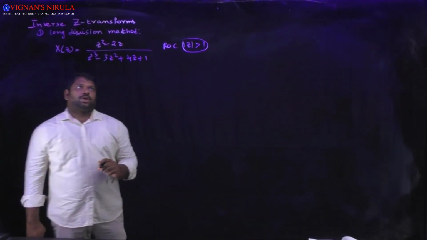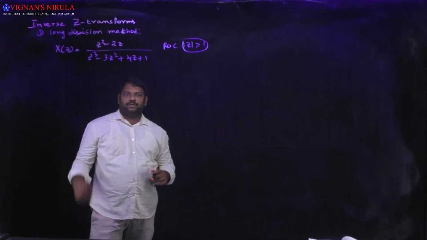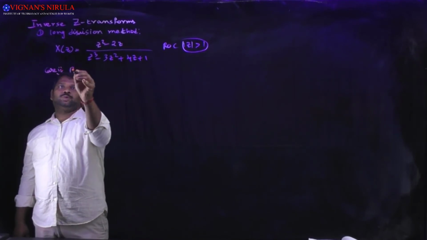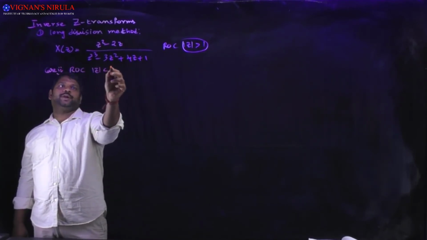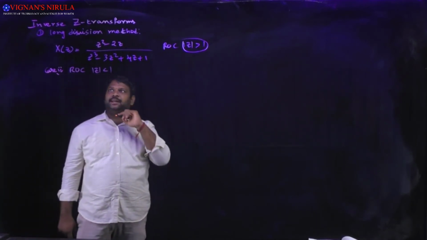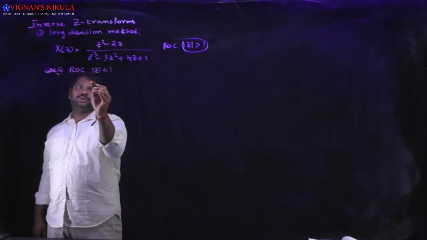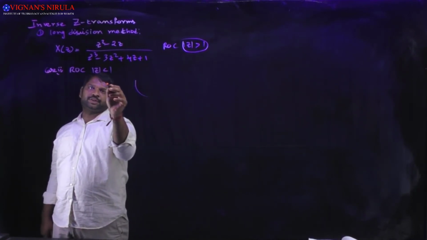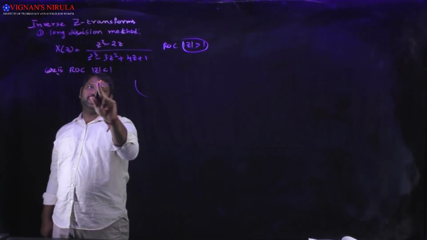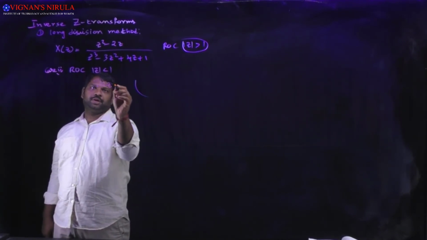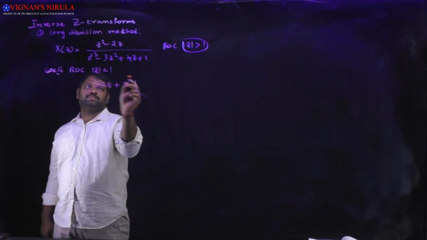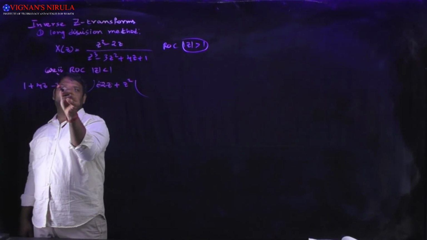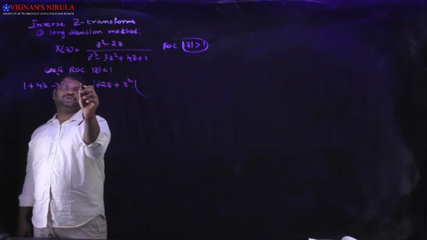We have seen for the ROC as mod z greater than 1. Now we'll take case 2, with the ROC as mod z less than 1. Whenever mod z is less than 1, we should take the reverse process. That division will be taken with the lower powers first, that is minus 2z first plus z square, and 1 plus 4z minus 3z square plus z cube.